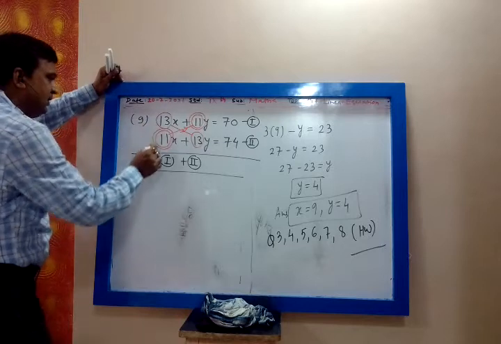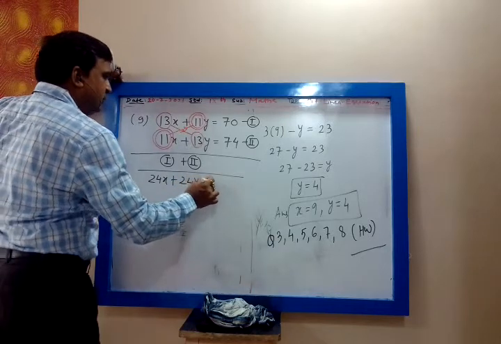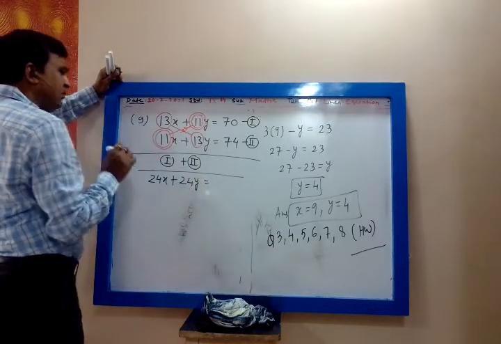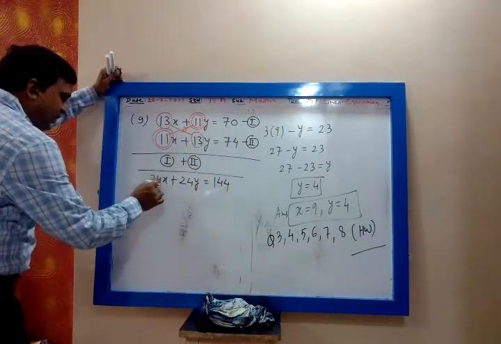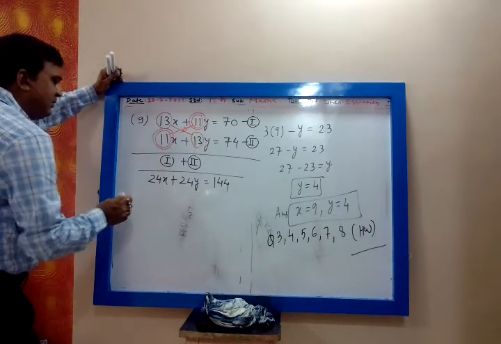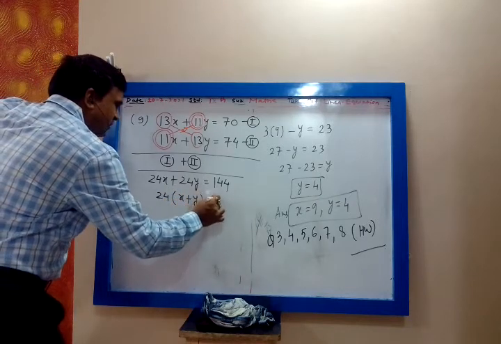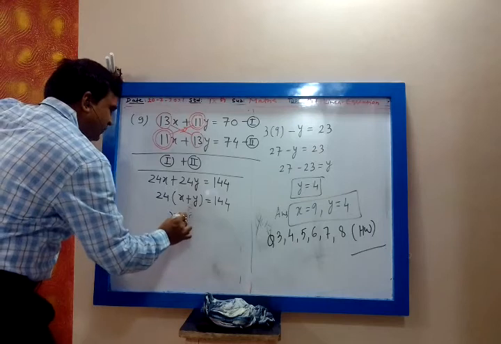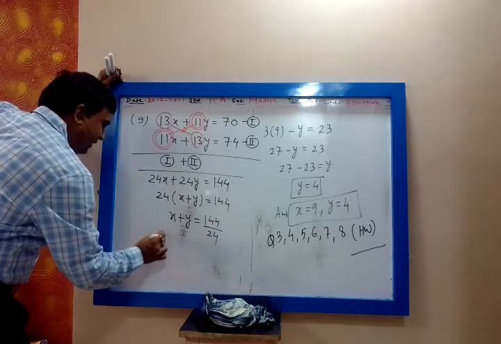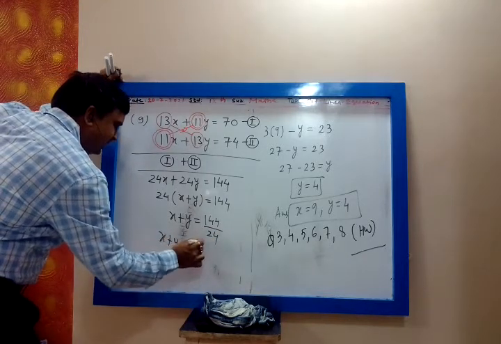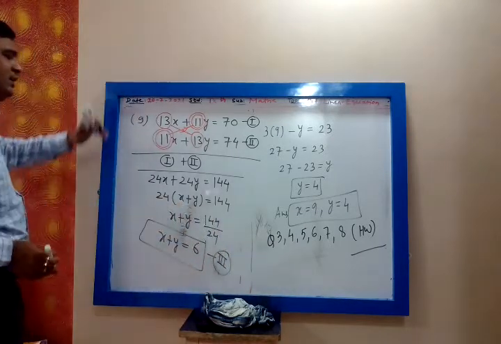1 plus 2. So 13 plus 11 is 24x plus 24y is equal to, no, you have to write, my dear, 70 plus 74, 144. So 24 is common. So divide each by 24. So 24 into x plus y is 144. Okay. So x plus y is 144 divided by 24. So you will get x plus y is 6. This I will consider as my equation number 3.